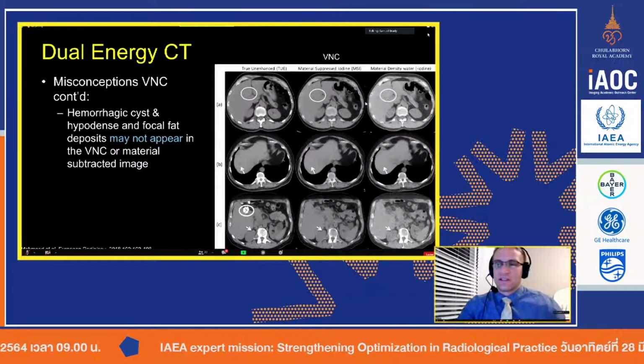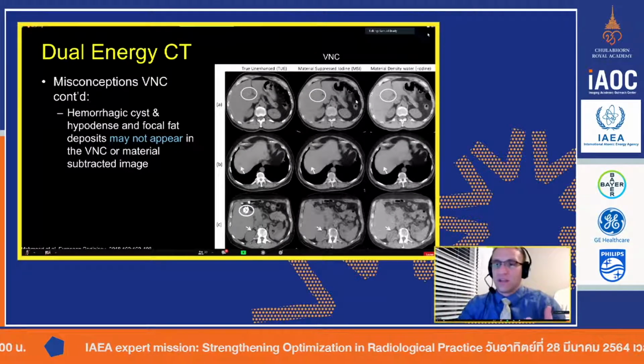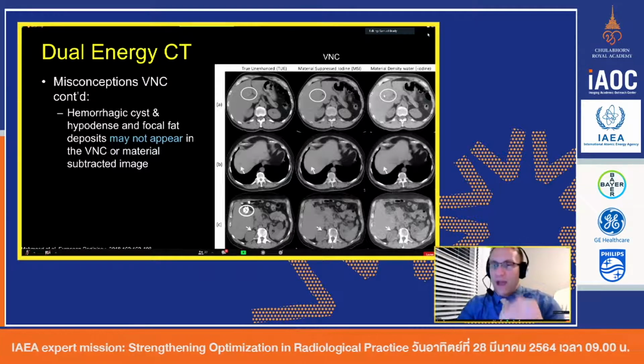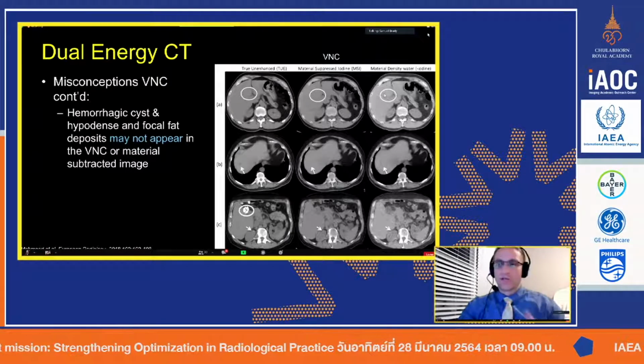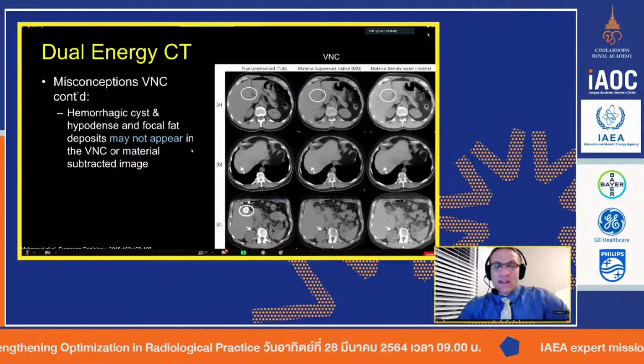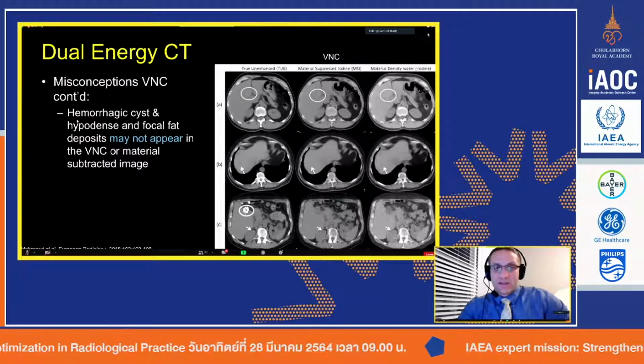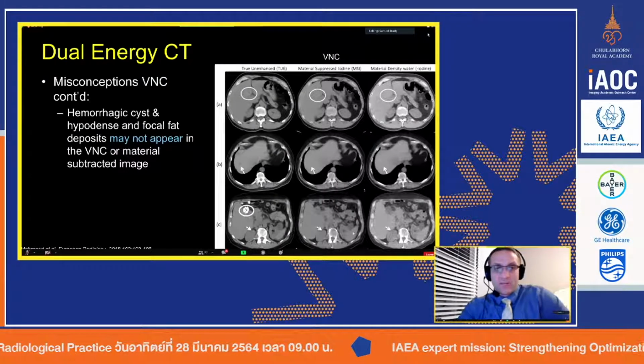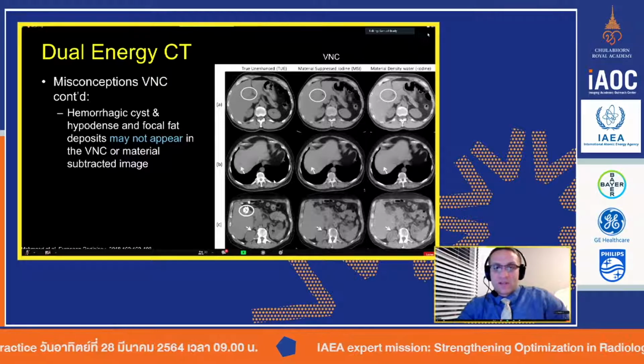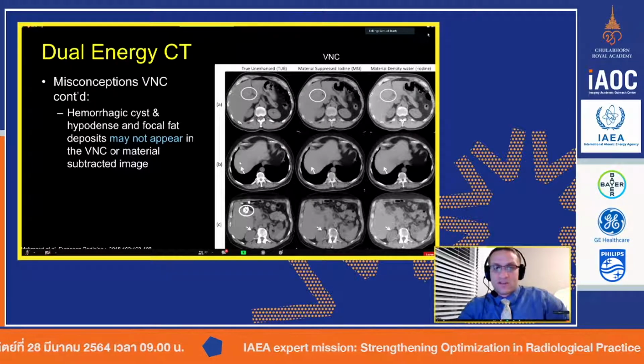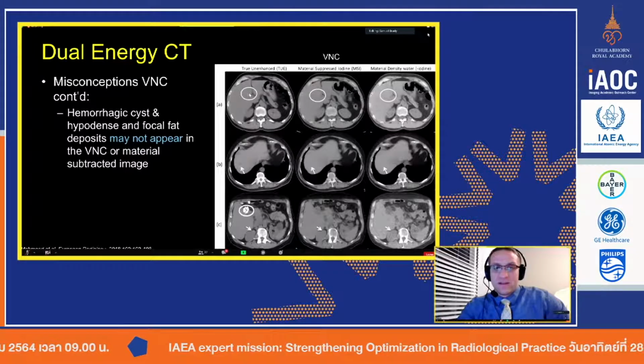I'm not going to really get into the difference of it, but there's just a different way of looking at the image without iodine in it. Just a different way of reconstructing it. So in this case, they looked at a couple of different things. Hemorrhagic cysts down here at the bottom. They looked at hypodense lesions and then focal fat in the liver.